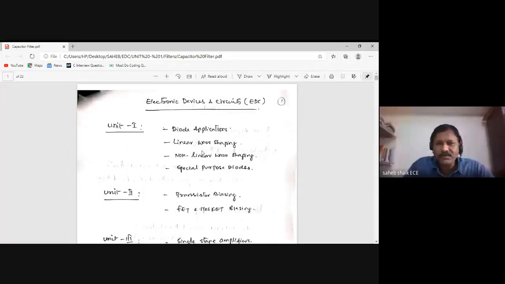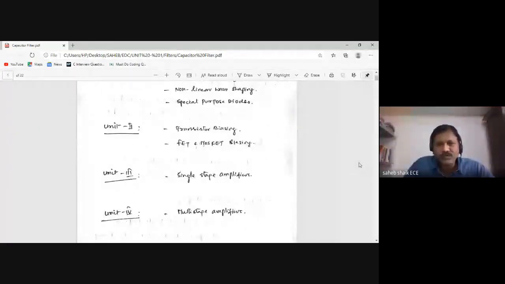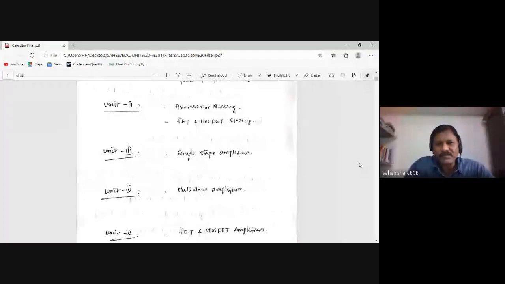You will be having linear wave shaping, non-linear wave shaping, and special purpose diodes. These are the 4 contents that relate to unit 1. And in unit 2, you have transistor biasing, FET and MOSFET biasing. In unit 3, you come across single stage amplifiers. Unit 4, multi-stage amplifiers. Unit 5, FET and MOSFET amplifiers. So units 3, 4, and 5 are related to amplifiers.